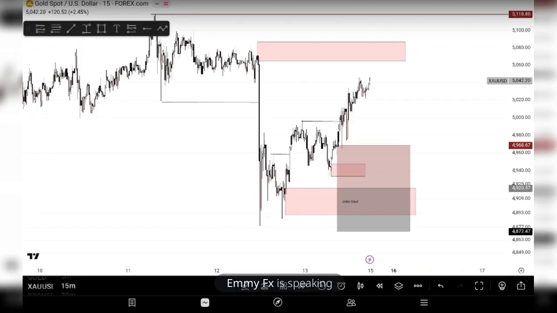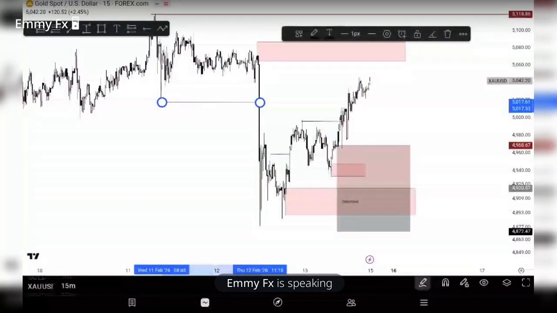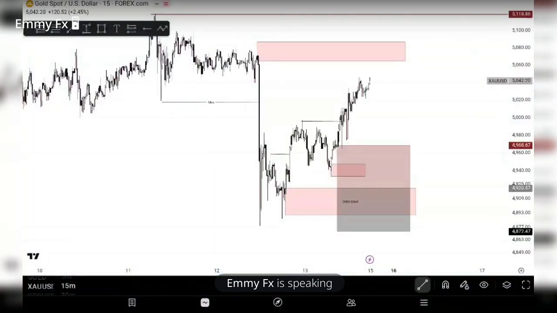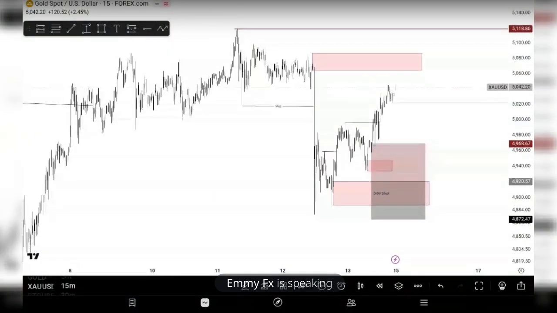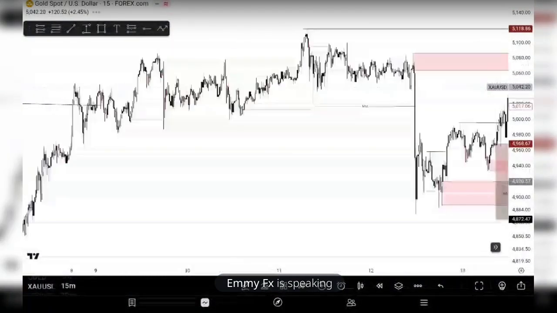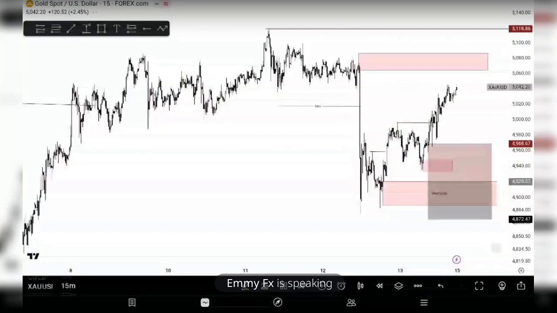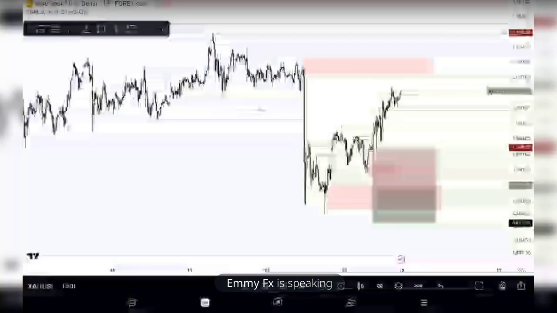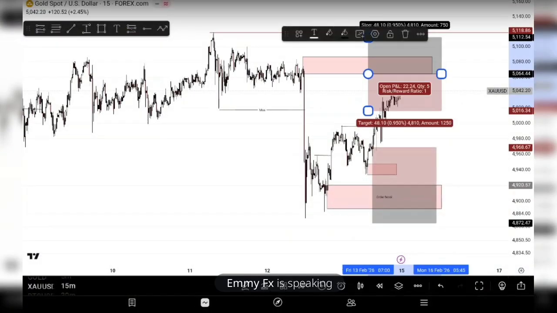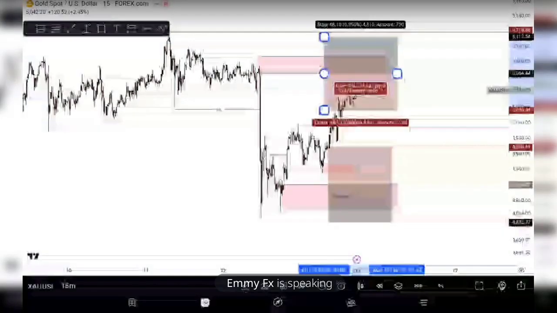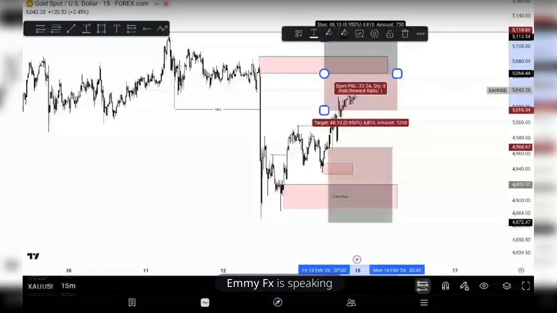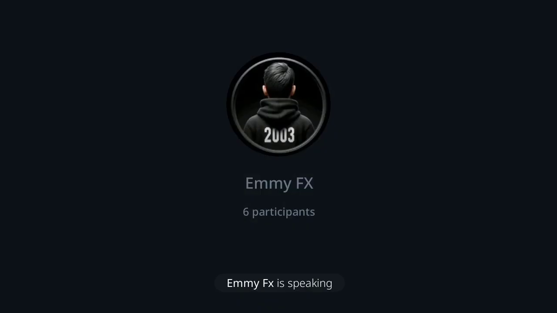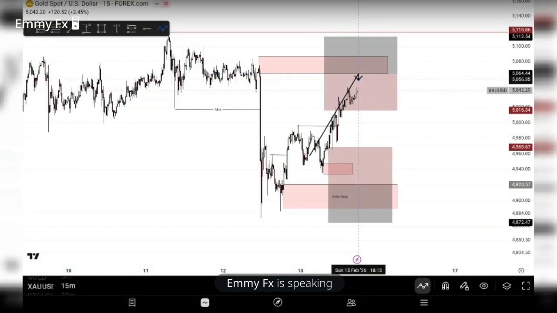All right, so as I said, we have a market structure shift at this spot. Price reacted from this zone here, and this is the supply zone. Some people will be looking to sell at this spot. So price may react from the supply zone and give us a sell to the downside.